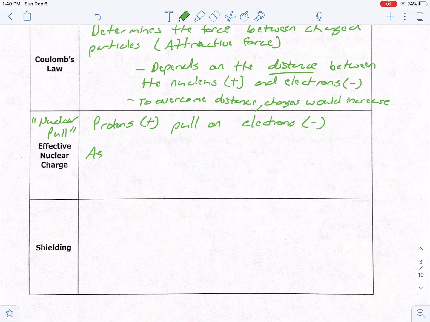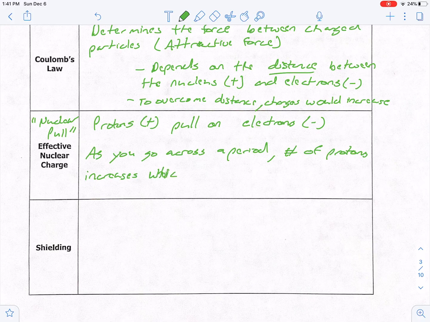Okay, so as you go across a period, so remember period is what, going from left to right. So as you go across a period, the number of protons increases. Okay, so once we increase those protons, we're adding more and more positive charge, so it's going to pull harder on those electrons. So that's all that basically is, nuclear pull, is the pull from the protons on the electrons outside.